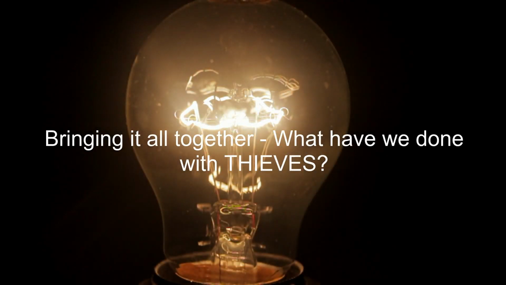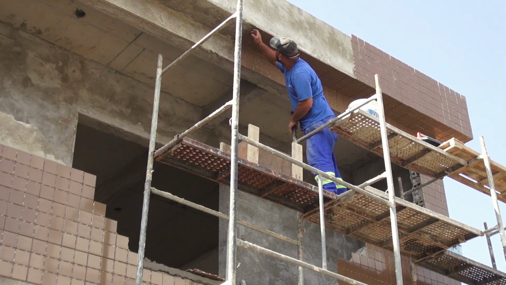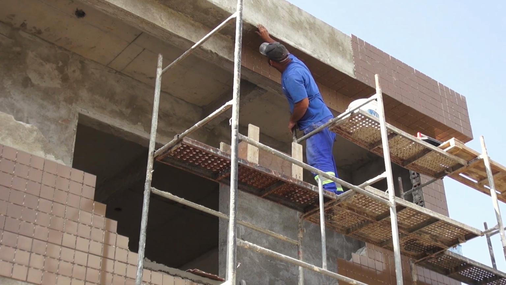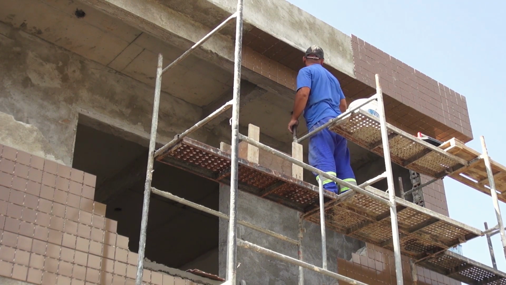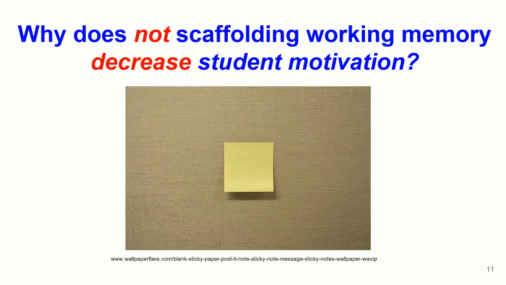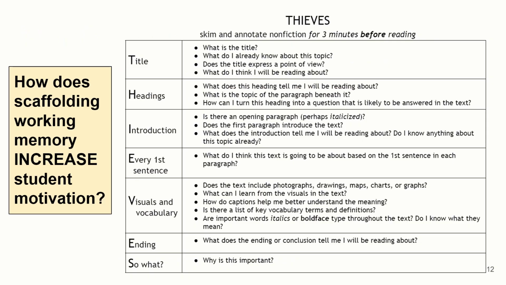things. So what we've done in this use of THIEVES as a scaffold for our working memory is we've given children a scaffold so that when they engage in a text, they don't have to remember 7 things. We've chunked the entire strategy into one thing. Hey, this looks like nonfiction, where I've been cued to know that it's nonfiction. I'm going to use THIEVES. They can write THIEVES in the corner of their paper and then check each letter off as they go.